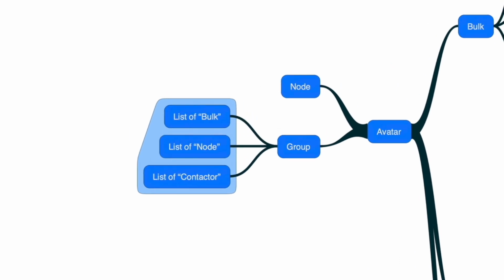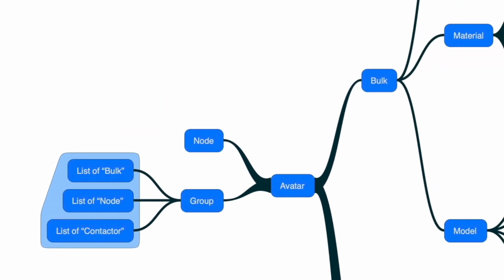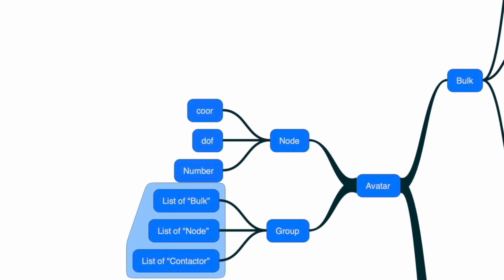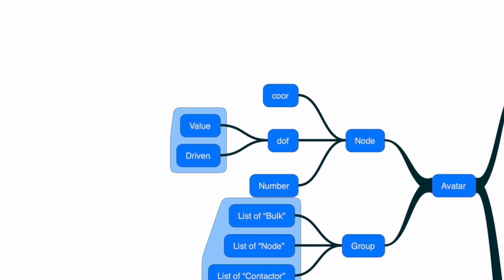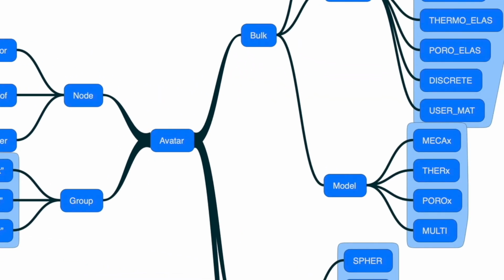Groups are just a list, like a list of bulk, list of nodes, list of contactors. Examples of node are coordinate, DOF, degree of freedom, and numbers. So DOF may take a value or some other driven data. So this is the mind map of avatars.